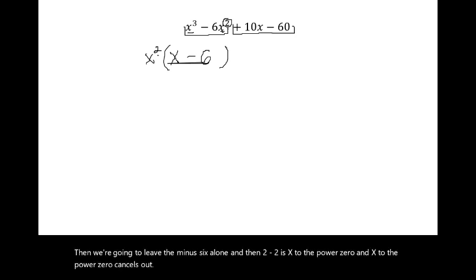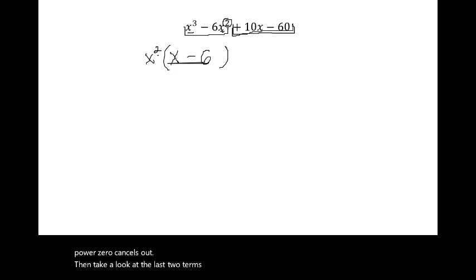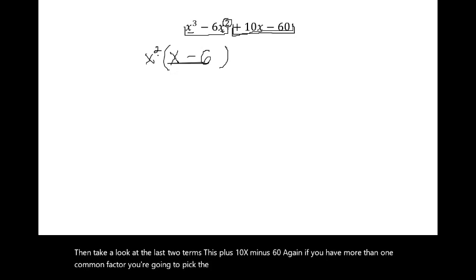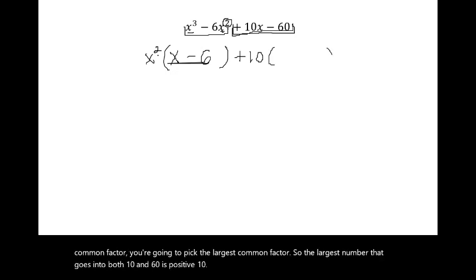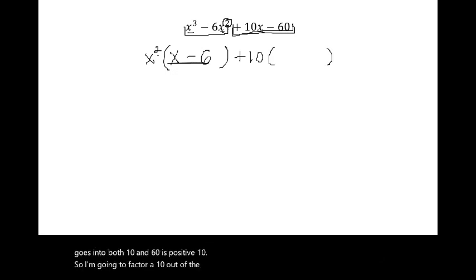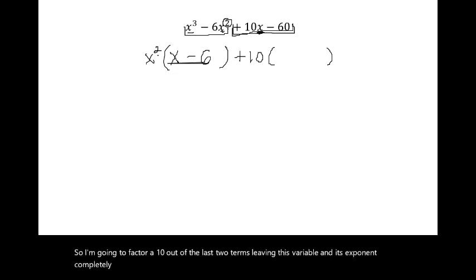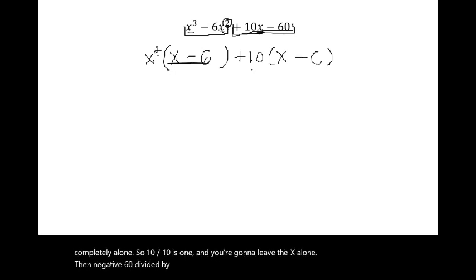Then taking a look at the last two terms, this plus 10x minus 60. Again, if you have more than one common factor, you're going to pick the largest common factor. So the largest number that goes into both 10 and 60 is positive 10. So I'm going to factor a 10 out of the last two terms, leaving this variable and its exponent completely alone. So 10 divided by 10 is 1, and you're going to leave the x alone. Then negative 60 divided by 10 is negative 6.